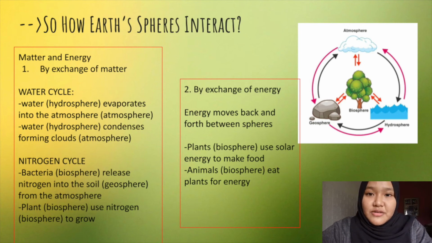Next, nitrogen cycle. Bacteria release nitrogen into the soil from the atmosphere, then plants will use the nitrogen to grow. Second, by exchange of energy. Energy moves back and forth between the spheres. Plants use solar energy to make food. Animals also eat the plants for energy.